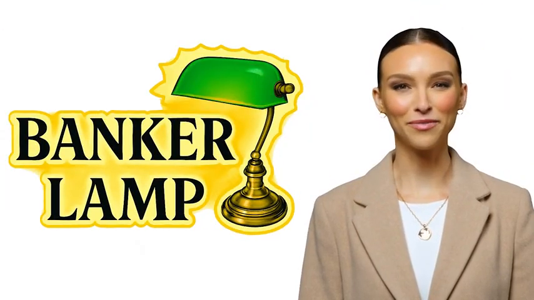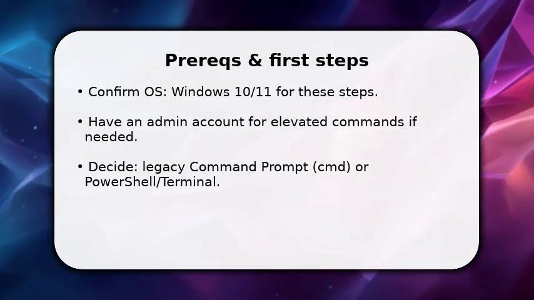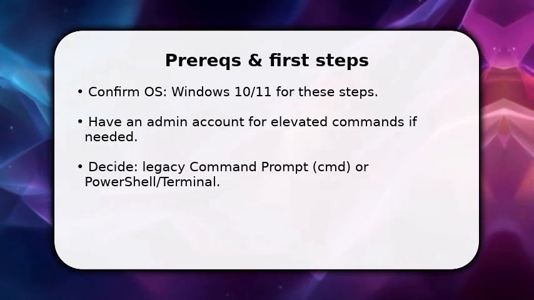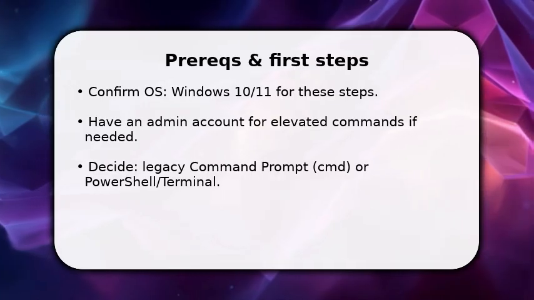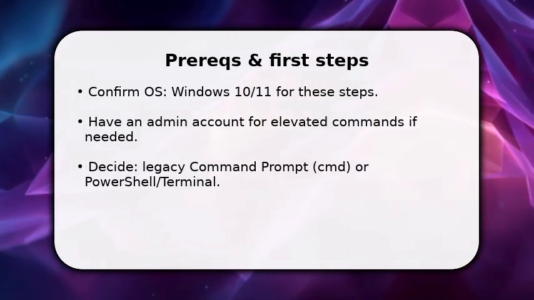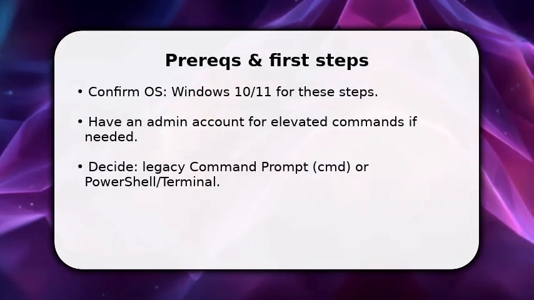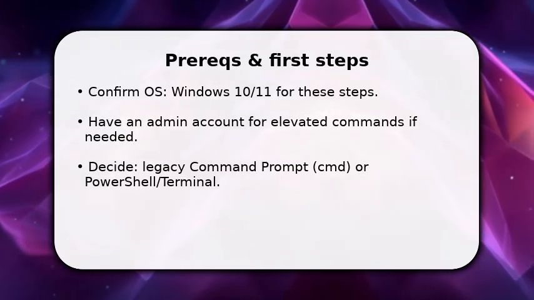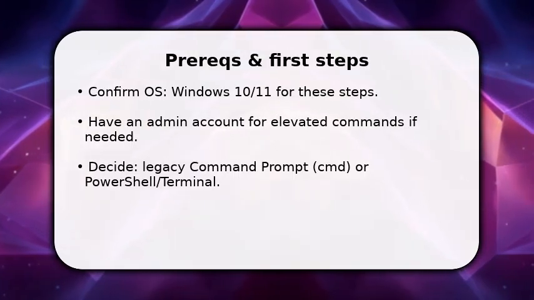Please enjoy the video. You start by confirming your environment and intent: Windows 10 or 11, and whether you need legacy CMD or PowerShell. Once done, press the Windows key to open Start and type CMD or PowerShell to find the app quickly. Make sure to note whether you need admin rights. Some tasks require elevation. If you want the newer terminal, type Windows Terminal instead. These first steps get you to the right app without hunting through menus, saving time.